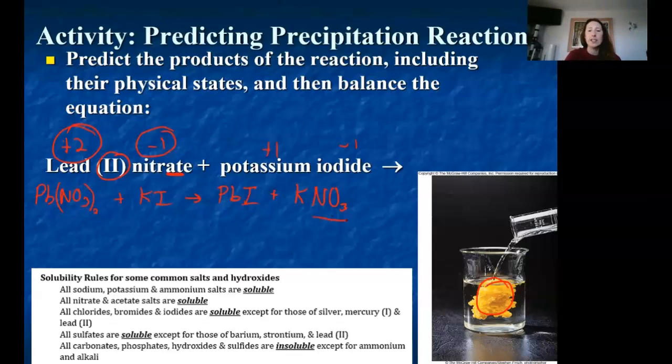So let's look. All nitrates are soluble. We don't need to look at that one. Let's look at this one. Again, I like to look at the second one. It just works better. There it is right there. Iodides are soluble, that's an AQ, except silver, mercury. Oh, there's that lead too. So that means that this is a solid. So we have to continue on and finish this. Lead was a +2 here. It's still a +2 here. Iodine's a -1.